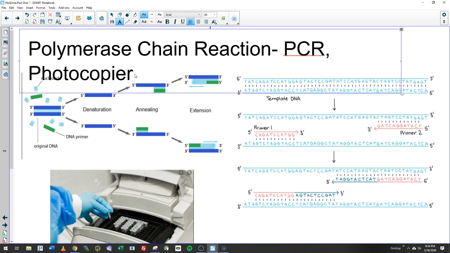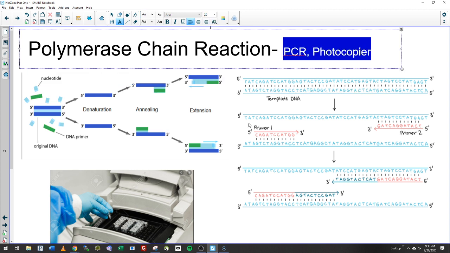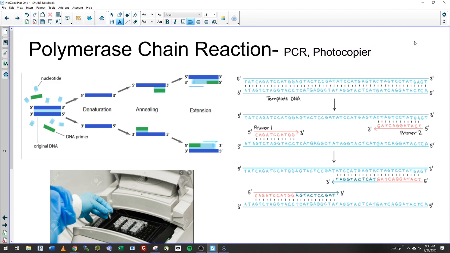I want you to pretend for a second you are a doctor and somebody walks into your clinic and they are showing signs of some sort of novel virus that nobody's ever seen before. You want to get your hands on the genome. Well, where are you most likely going to find the viral genome?